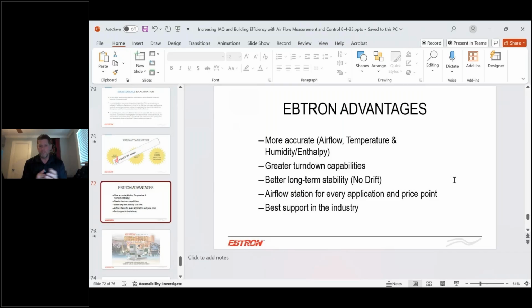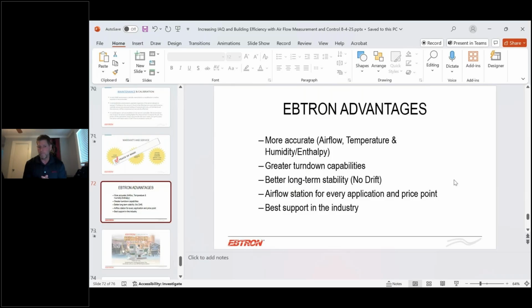So what are the advantages to utilizing Ebtron for airflow measurement and control? It's more accurate than other types of technologies for airflow, temperature, humidity, and enthalpy. It's better at turn down capabilities, as we discussed, more sensitive in the lower flows. Better long-term stability. There's no drift in the sensing nodes, and so you don't have to bring your test and balance people back in once a year to recalibrate and update all your data.